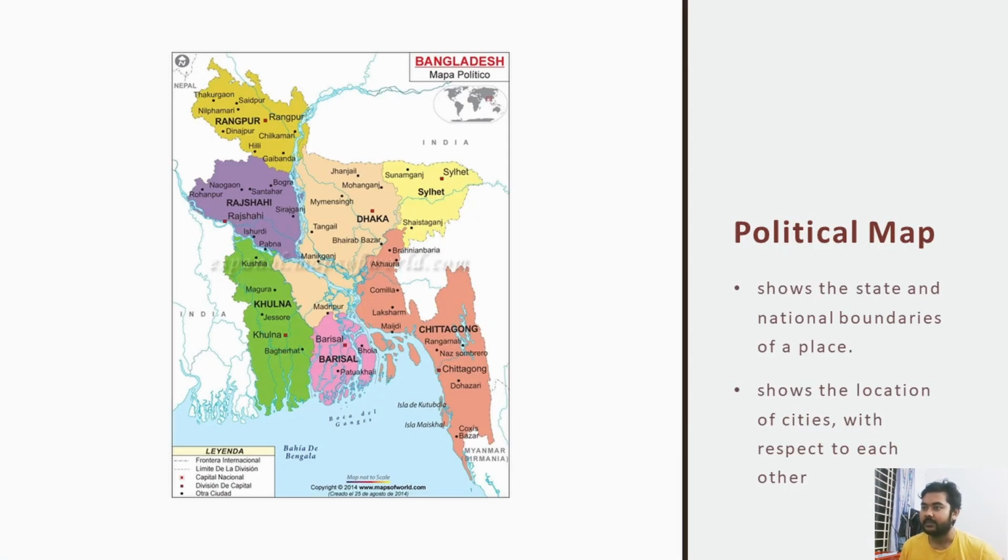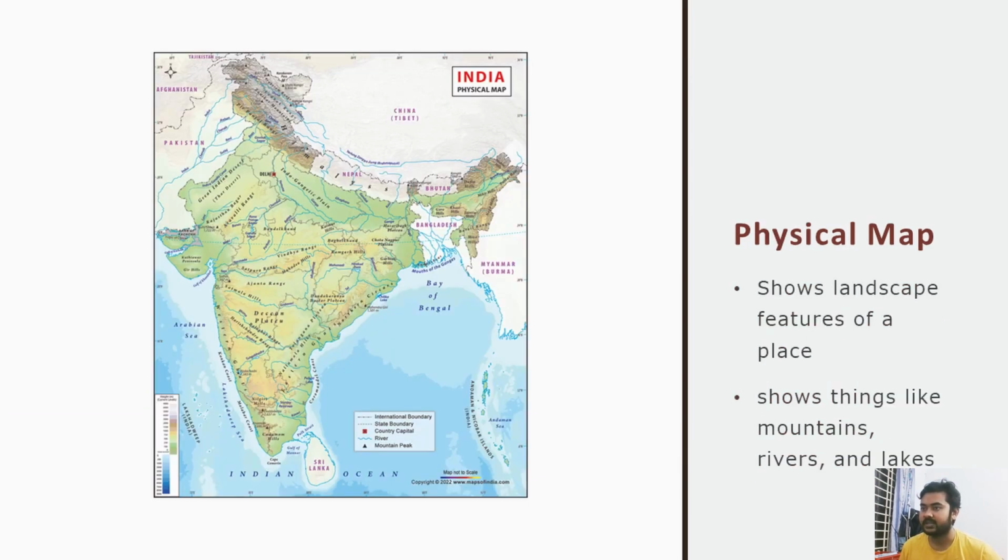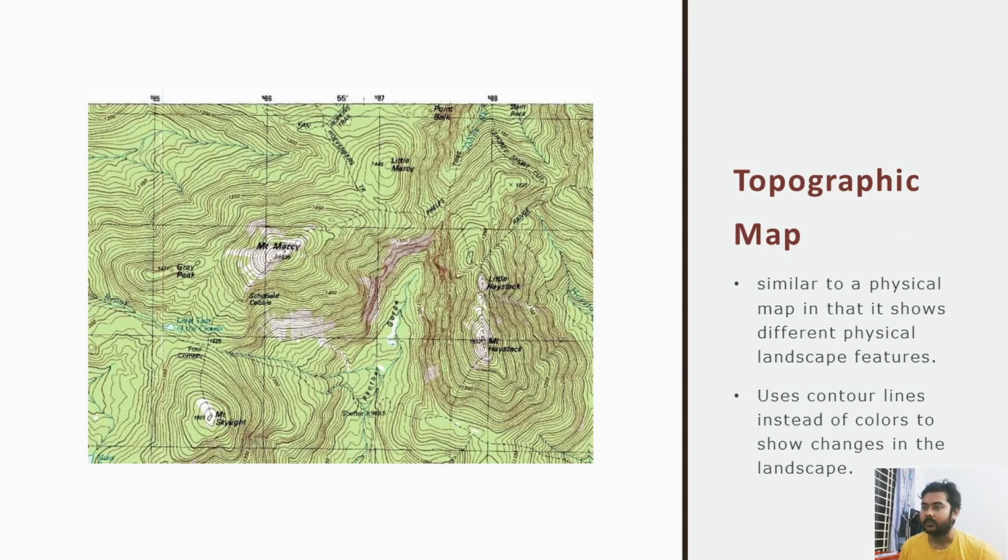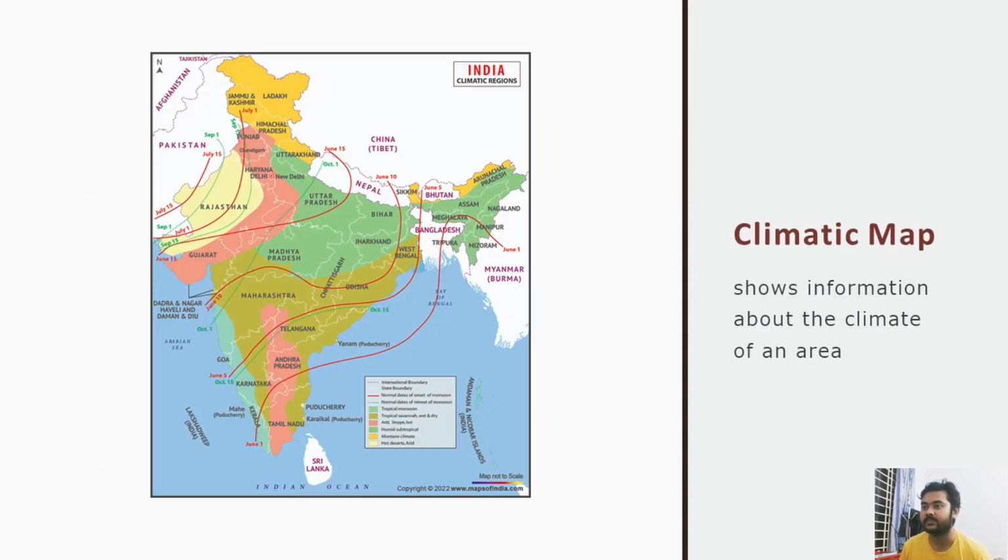A political map is a map which shows the state and national boundaries of a place. A physical map shows the landscape features of a place. It shows things like mountains, rivers, and lakes. A topographic map is similar to a physical map in a sense that it shows different physical landscape features, but it is mostly focused on the height of the landscape and represents it with contour lines.